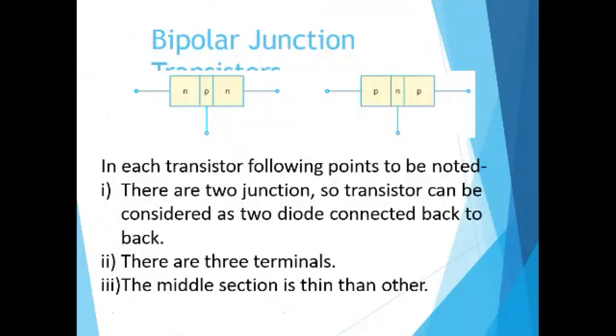So here, this is the symbol of the NPN transistor. Next one, PNP transistor construction. In each transistor, the following points are to be noted. There are two junctions, so a transistor can be considered as two diodes connected back to back. There are three terminals. The middle section is thinner than the others.